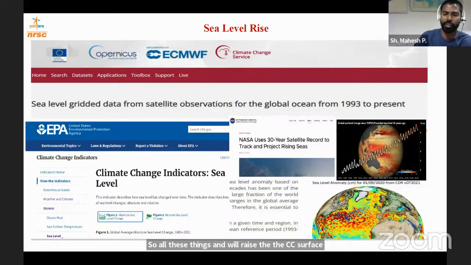And once it rises, it will again have an impact on land. Some severe cyclone activity will cause huge disasters. So these are all interlinked parameters which have a direct impact on humans.